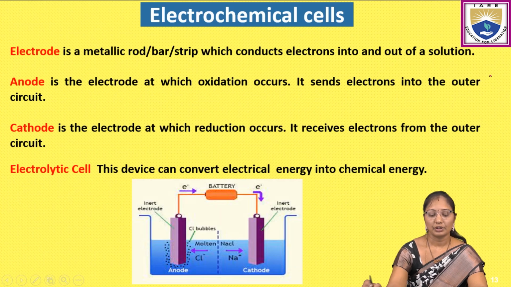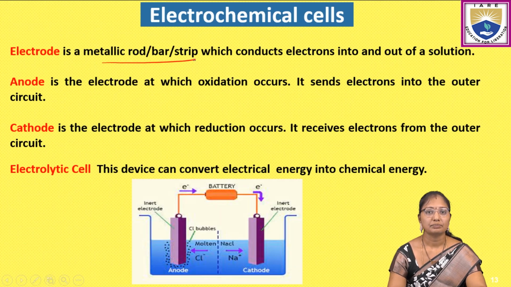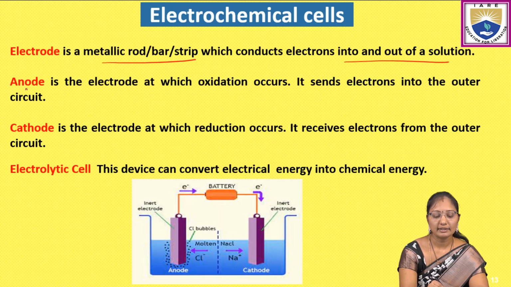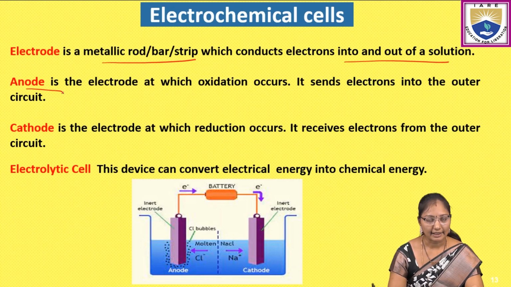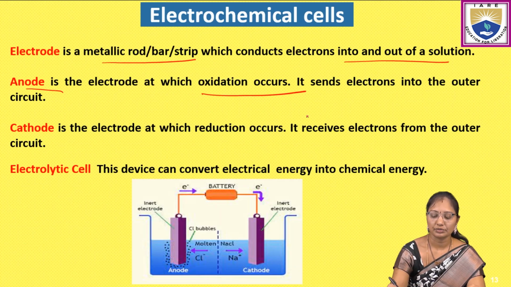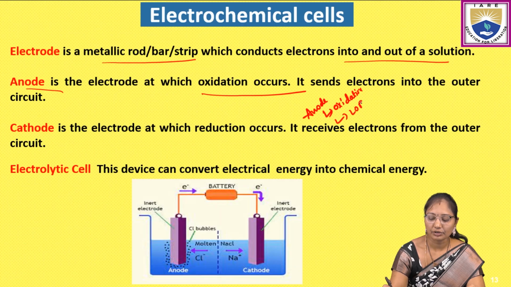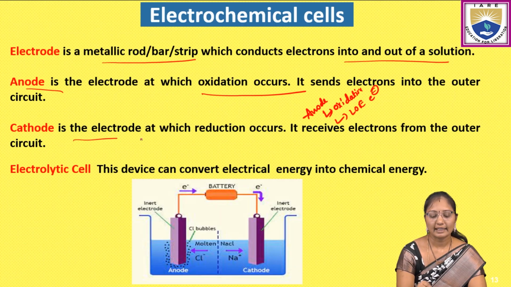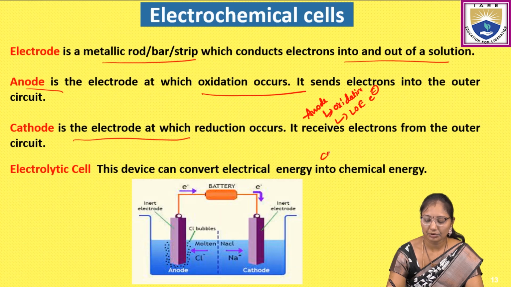What is an electrode? An electrode is a metallic rod, bar or strip which conducts electrons in and out of the solution. What is the anode? The anode is the electrode at which oxidation occurs, meaning loss of electrons, so it sends electrons into the outer circuit. Cathode is the electrode at which reduction occurs.